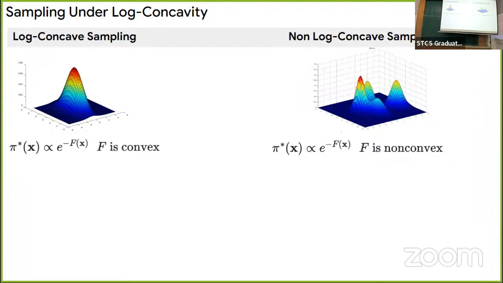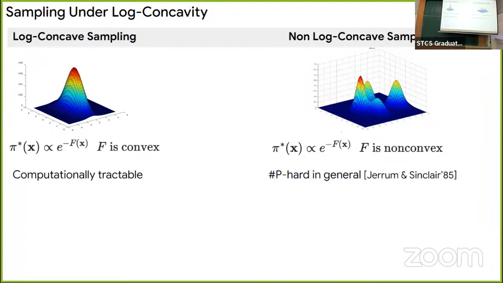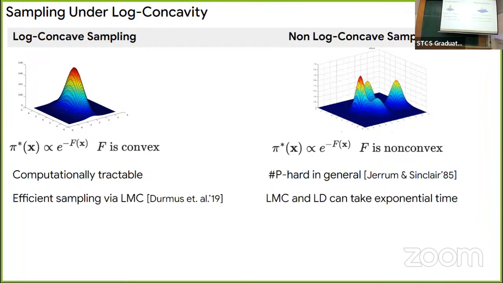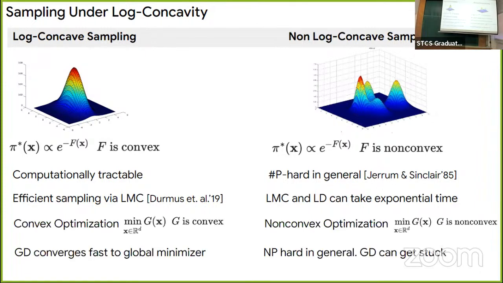The sampling problem is hard. This is computationally tractable and this is not. This can be efficiently sampled by Langevin Monte Carlo. However, we can show lower bounds: LMC and Langevin dynamics can take exponential time to escape certain local minima. This is kind of related to.